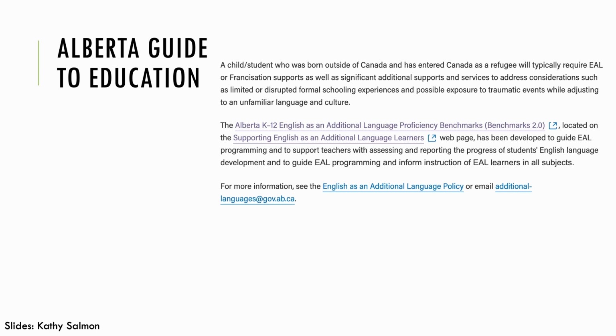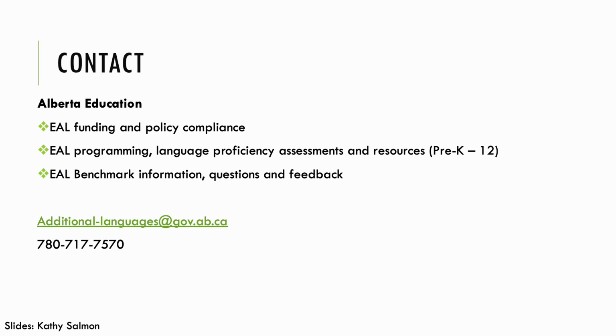Additionally, the Guide to Education recognizes the Alberta K-12 English as an Additional Language Proficiency Benchmarks as a tool that can be used to document a student's initial English language proficiency as well as monitor and track their English language proficiency progress. If you have any questions regarding the funding manual or Guide to Education requirements, please contact Alberta Education Additional Languages.